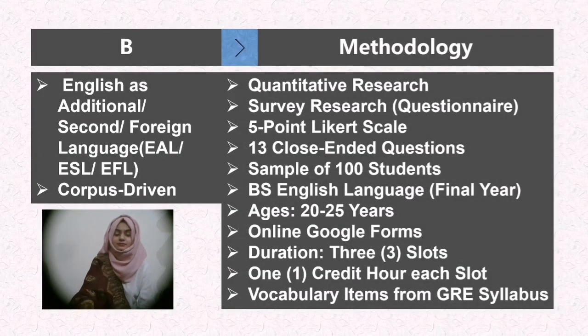Moving towards the methodology, this is quantitative research, and 13 questions were asked. A questionnaire was distributed among 100 students of BS English language final year, with ages between 20 to 25 years. Their responses were collected through online Google Forms on the topic of effectiveness of vocabulary learning through the English Vocabulary Corpus. First of all, we taught them what EVC is, and then we collected their responses. There were 3 slots of 1 credit hour. The questionnaire was designed according to the demands of the research, and vocabulary items from the GRE syllabus were taken for teaching.